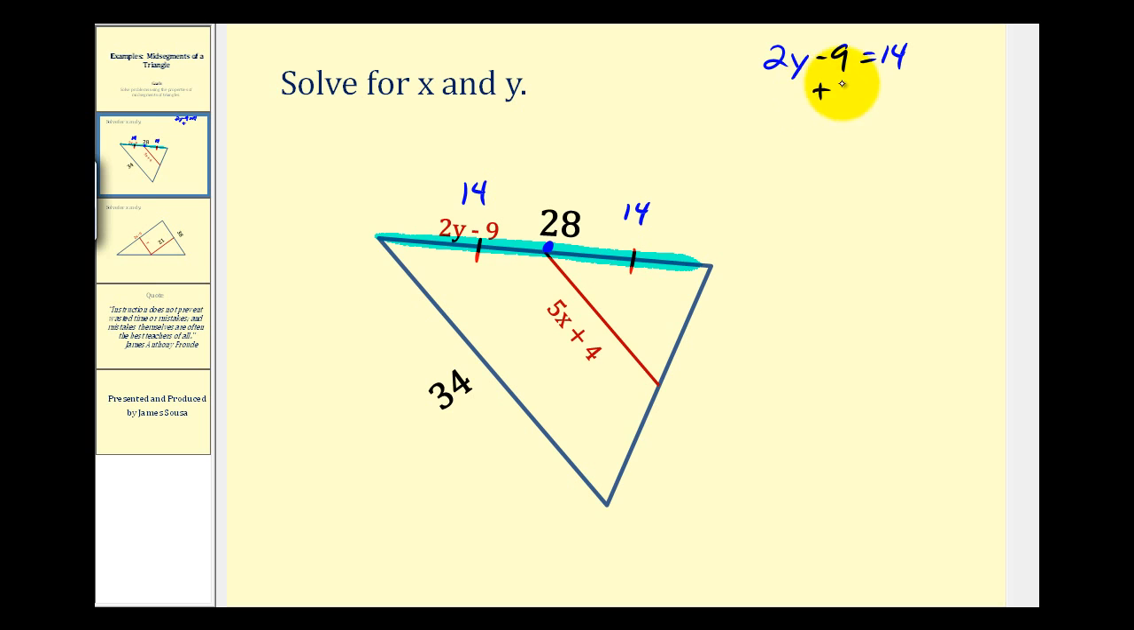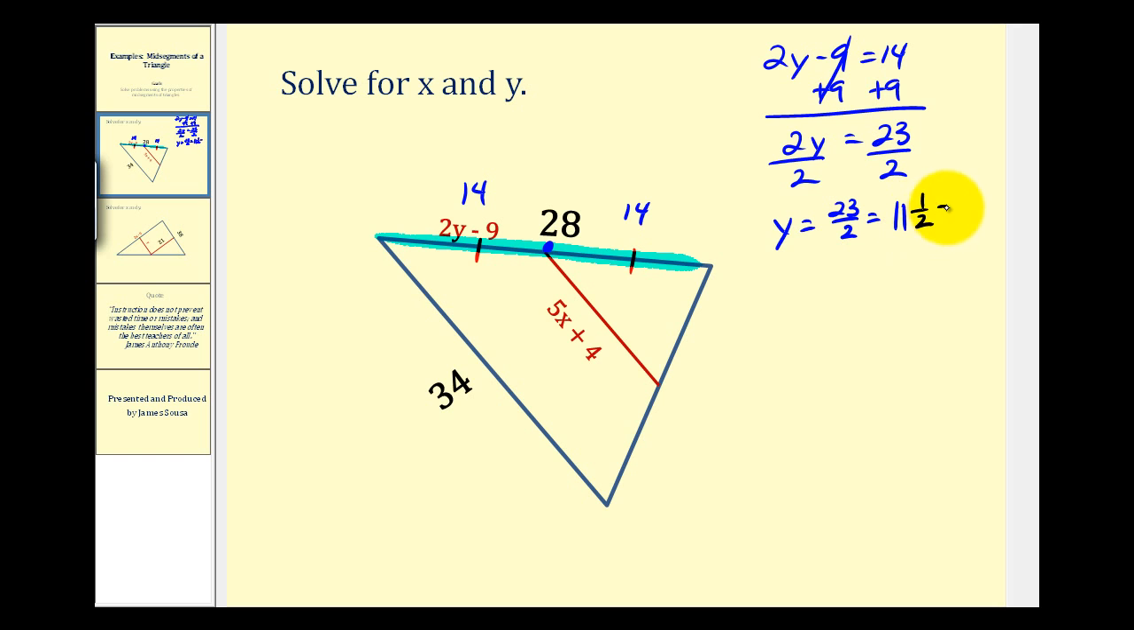So we'll add 9 to both sides. That would be 0, so we have 2y equals 23. Divide both sides by 2. Y equals 23 halves, which is a simplified fraction, but it is improper. There are 11 2's in 23, so this would be 11 and 1/2, or 11.5 units.